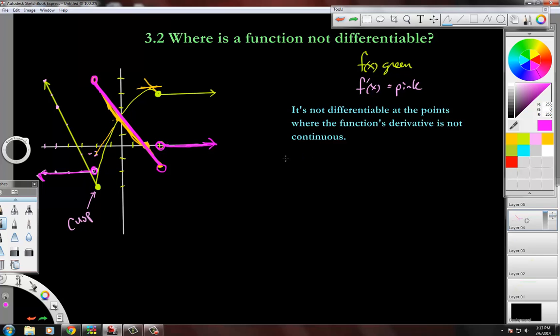So we could say, to answer this question, where x equals -2 and x equals 3. And that's where they're not differentiable.